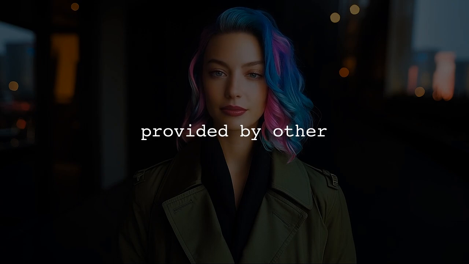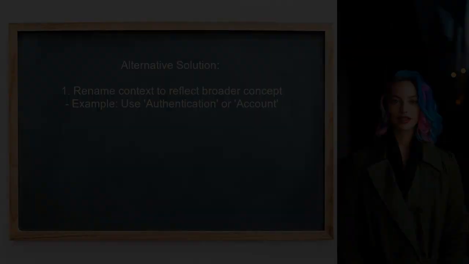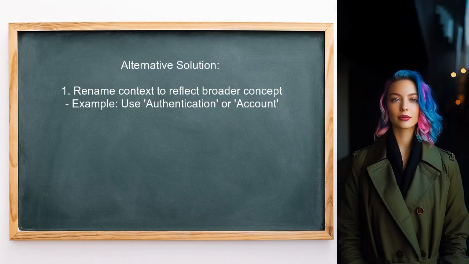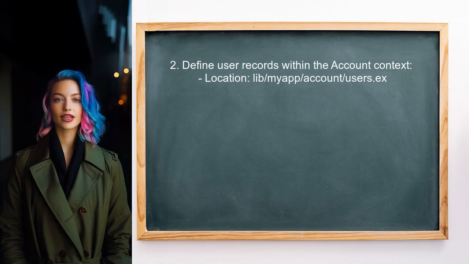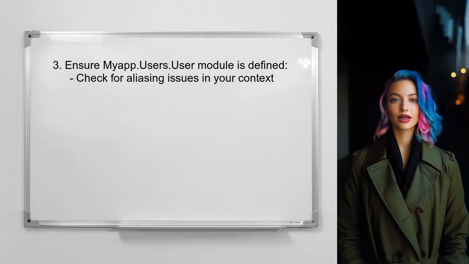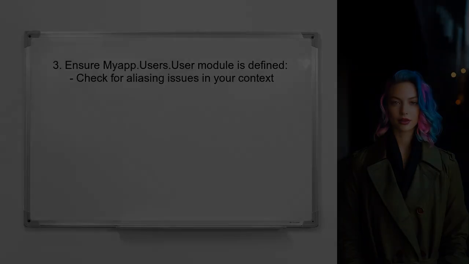Now, let's look at the answers provided by other users. An alternative solution suggests rethinking the naming of your context. Instead of naming it after your record, consider naming it after the broader concept it represents, like authentication or account. Additionally, if you have an account context, your user records should be defined within that context. This means your struct would be located in MyApp.Account.User. Lastly, the confusion arises because the context is named the same as your records. Ensure that the module MyApp.Users.User is defined to avoid the undefined struct error.